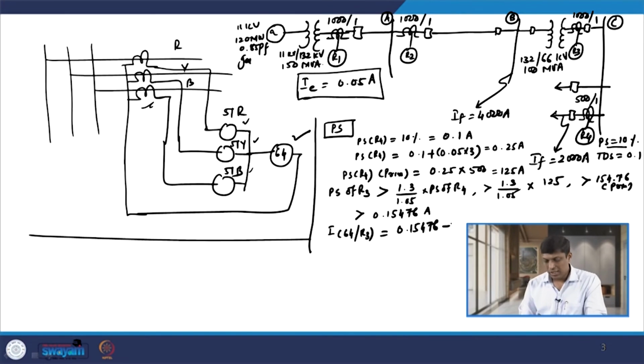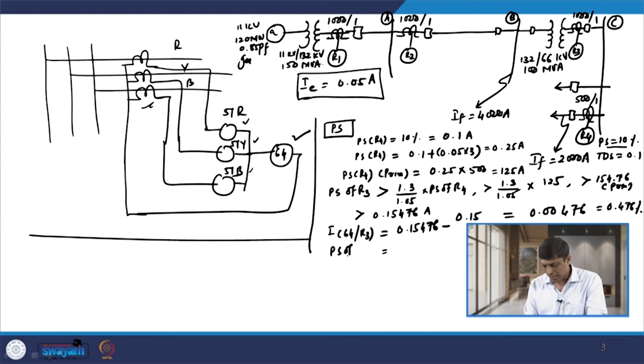So, the current through ground relay 64, that is I through 64 in case of R3, is given by 0.15476 minus the CT excitation current of 3 line CTs, that is 0.15. So, this comes out to be 0.00476, or in percentage it should be 0.476 percent. So, the plug setting of R3 should be greater than this.